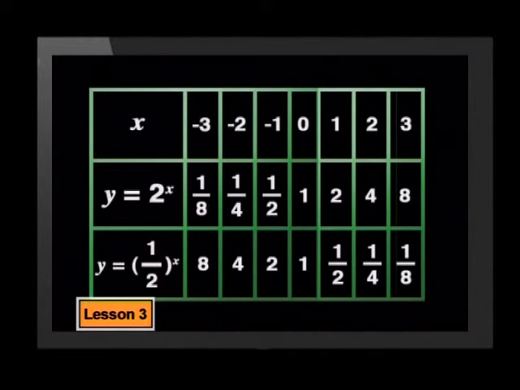As x increases, the y values of 2 to the x increase, but the y values of a half to the x decrease. Can you use these points in the table to predict what the graph will look like? I'm sure you've seen that the graph will be some kind of reflection of the graph of y equals 2 to the x. Let's plot the points and see.